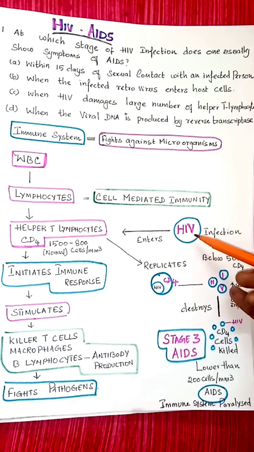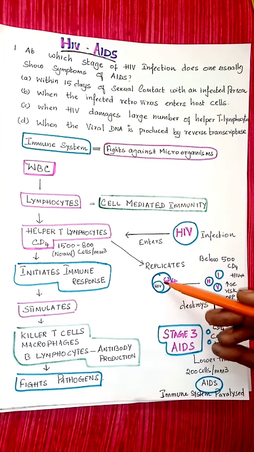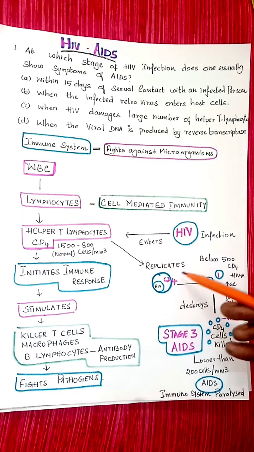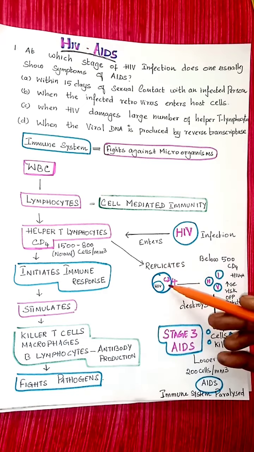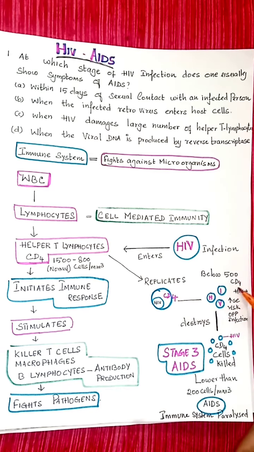What happens in a HIV infection is, once the HIV enters the helper T lymphocytes, inside the CD4 cells, it starts multiplying. That is, the HIV replicates inside the CD4 cells or helper T lymphocytes. After multiplication, the viruses are released out and the CD4 cells are destroyed. When the CD4 cells count reaches below 500 per cubic millimeter, then the person is said to be HIV positive. That is, they show increased risk for opportunistic infection.